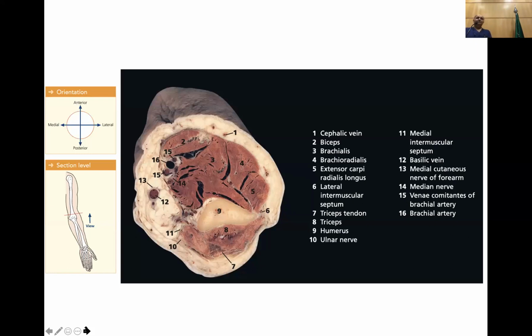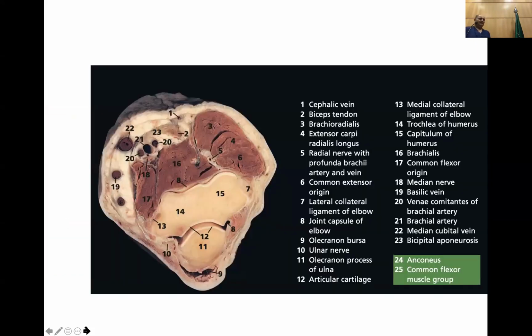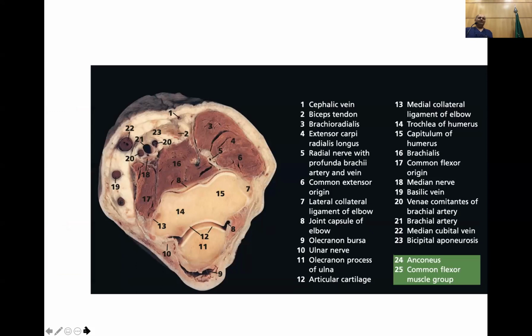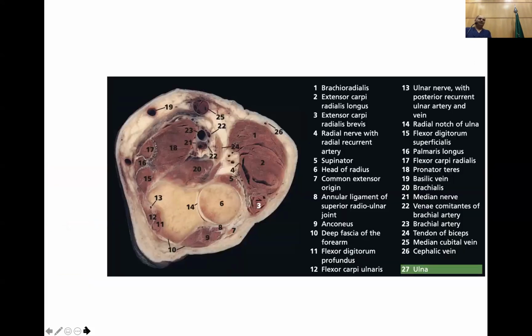Are we good? Cutting further. So we are going more down. Now you can see that if you compare this image with my previous image, 2 bones have started emerging. So it means ulna is also coming in the image. And there you can see my radius and ulna together, and you're looking at the joint between these 2 bones, the superior or proximal radio-ulnar joint.